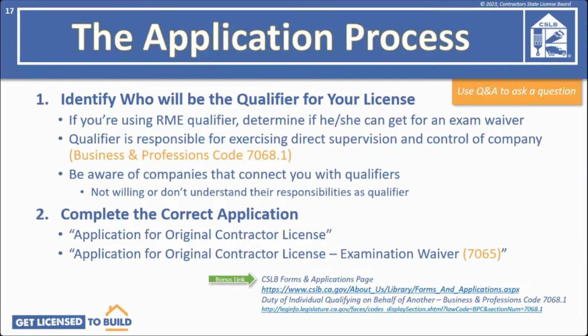Next, make sure you complete the correct application. There are 2 options: 1, application for original contractor's license, or 2, application for original contractor's license examination waiver 7065. We've got links to both at the bottom of the page.